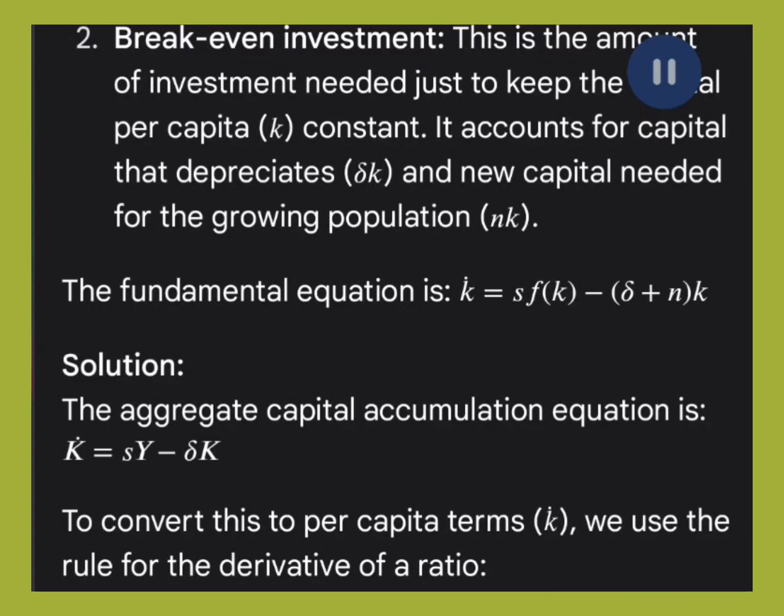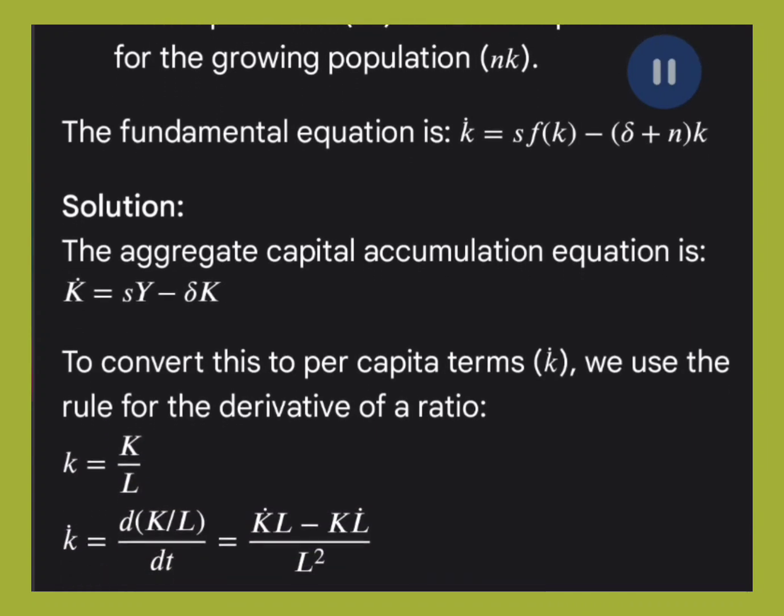Solution: the aggregate capital accumulation equation is K dot equals sY minus delta K. To convert this to per capita terms, k, we use the rule for the derivative of a ratio. k dot equals d of K over L, dt, equals K dot L minus K L dot, over L squared. We know that L dot over L equals n, the population growth rate, so L dot equals nL.